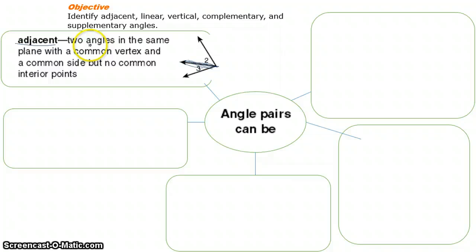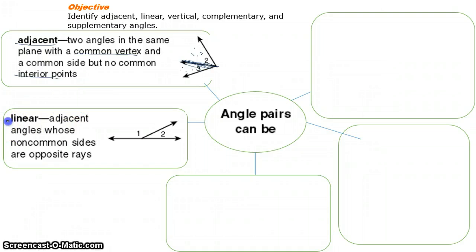The definition of two adjacent angles are 2 angles in the same plane with a common vertex and a common side right here, but no common interior points. And remember, we talked in our last video about what interior points were. Remember, interior points are those points that are between the two sides. So we have interior points here for angle 3 and we have interior points here for angle 2. Notice that they are not shared by the 2 angles. Okay, let's take a look at our next one.